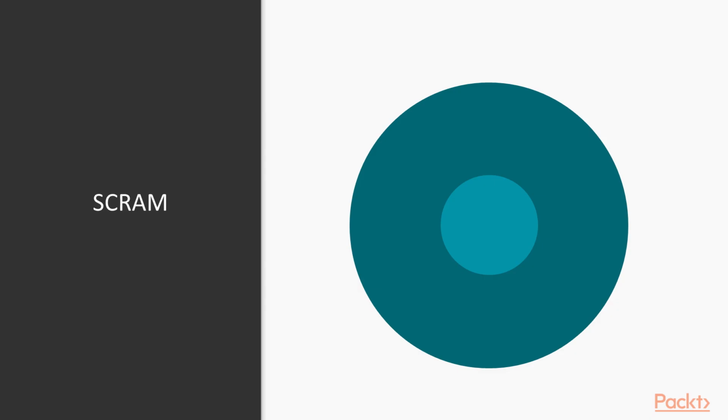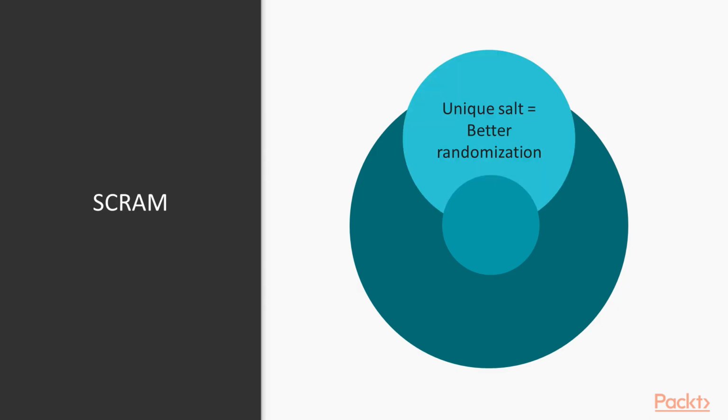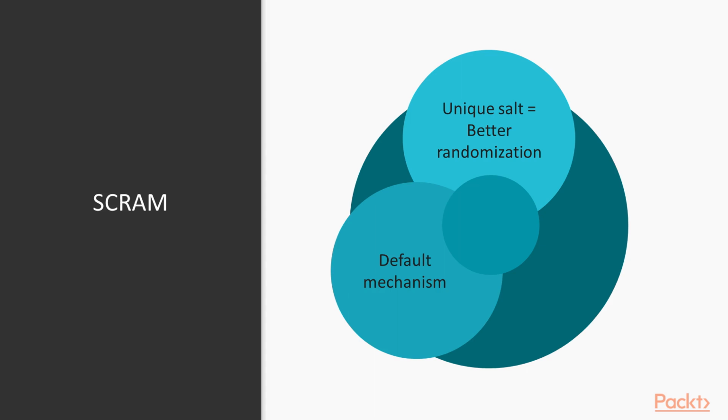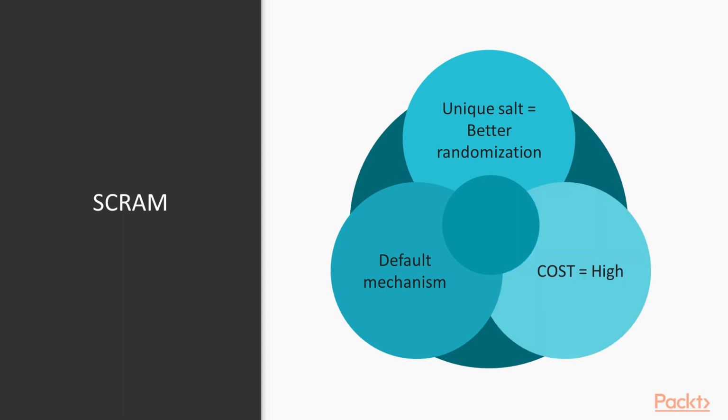The first one on our list is the SCRAM. The Salted Challenge Response Authentication Mechanism is an authentication mechanism that provides a unique salt per user to favor randomization and curb damage in case a user account has been compromised. It is the default authentication mechanism that is used by Mongo and can also adjust the iteration count or the cost. Now, while the time taken to generate a hash for this mechanism is relatively longer, it does allow you to set a high cost value, which thereby makes it really hard to crack a user's password.